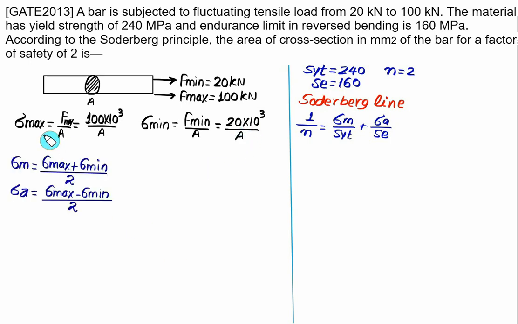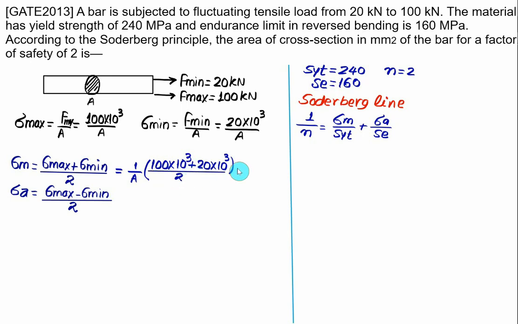Now we know the values of the maximum and the minimum, so we can calculate the mean stress. Taking area common, this value is equal to 1 upon A into 100 into 10 to the power 3 plus 20 into 10 to the power 3, and the whole thing is divided by 2.